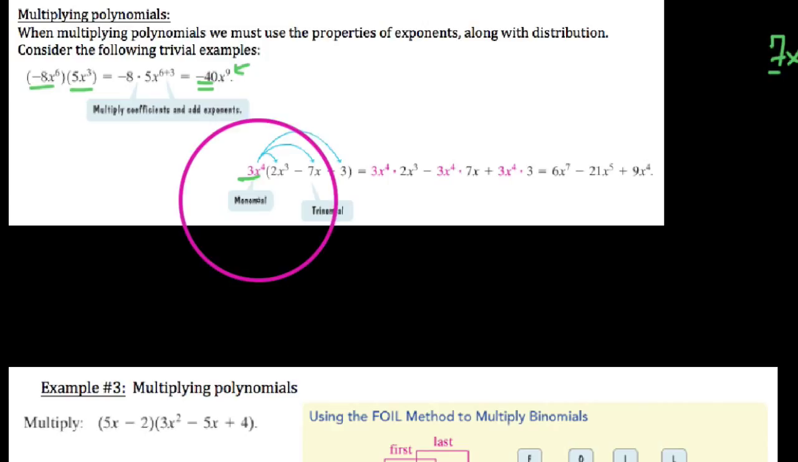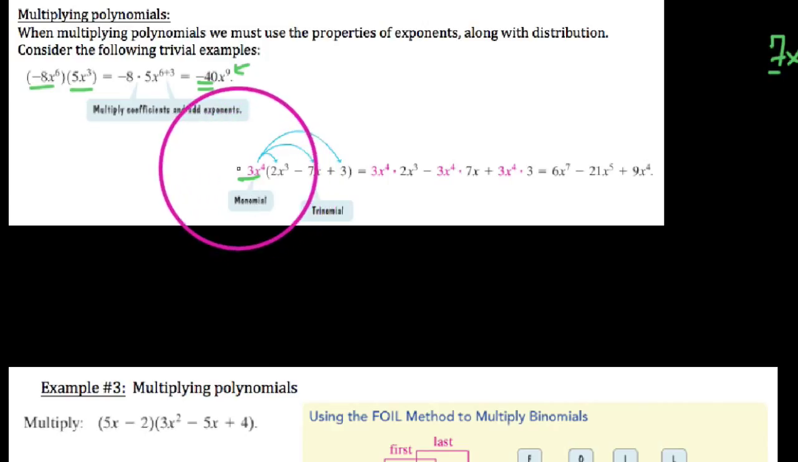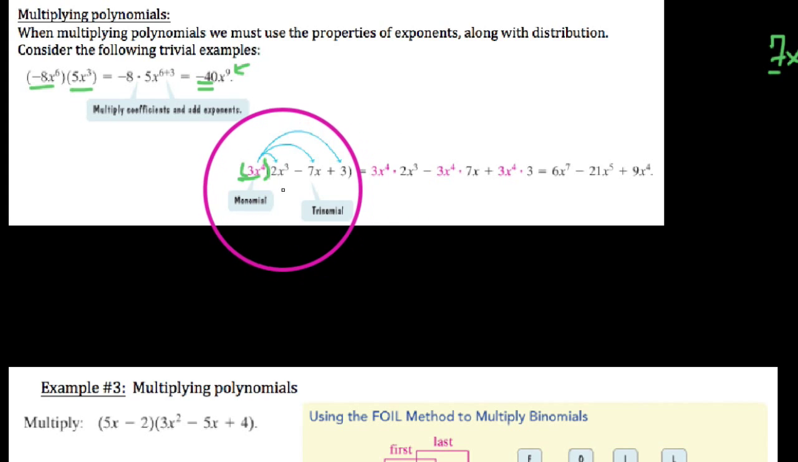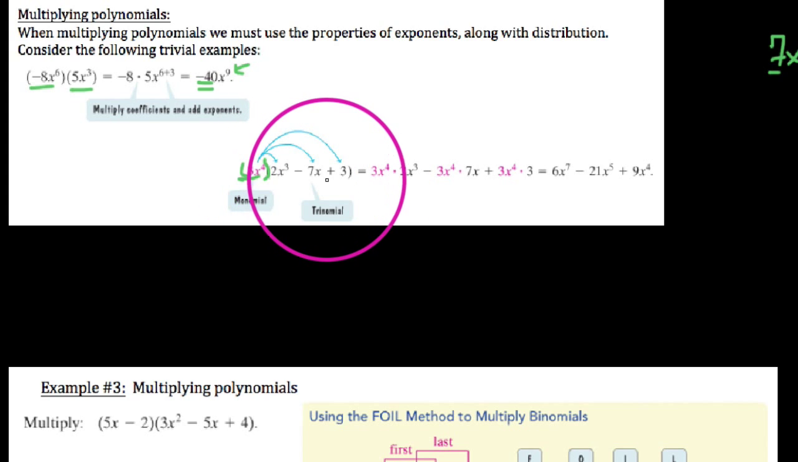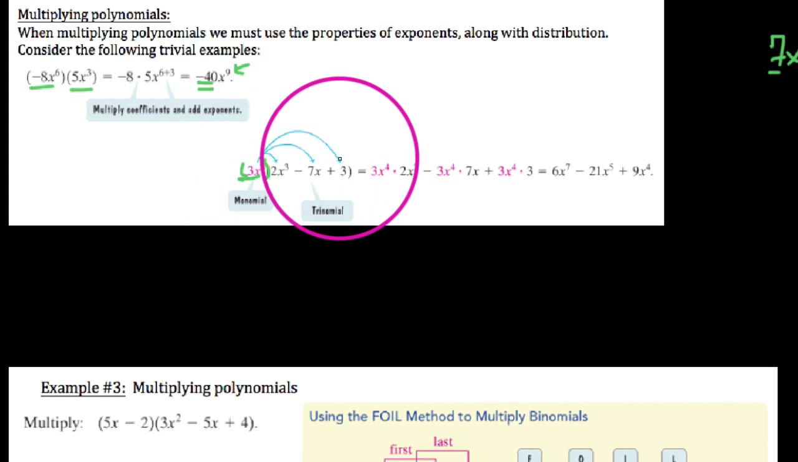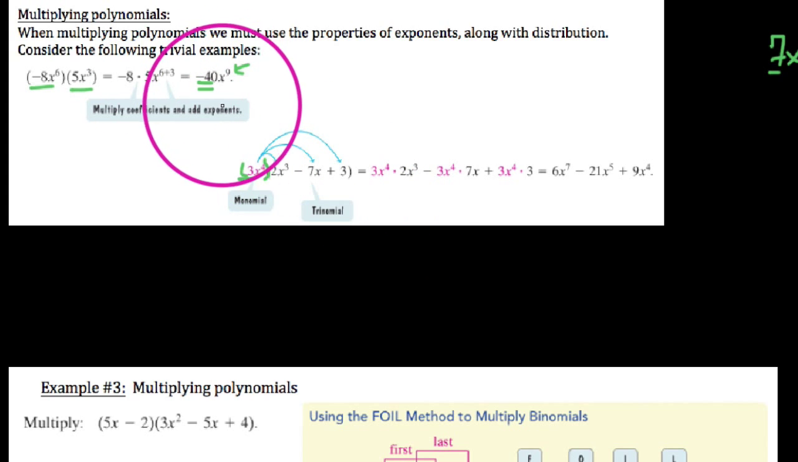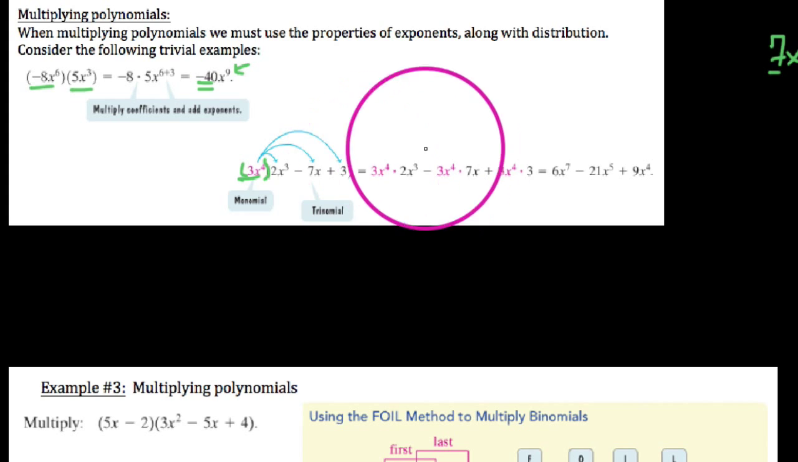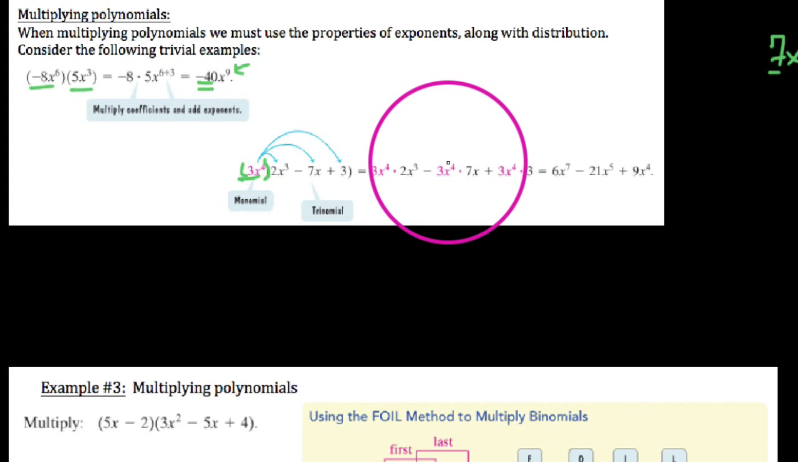Likewise, down here, we have a monomial, 3x to the fourth. We could put that in parentheses, actually, if we want to. 3x to the fourth times this trinomial here, where we have 2x cubed minus 7x plus 3. And you'll notice that they put these little rainbow symbols on here. We're doing the same thing we just did up here, except we're distributing it throughout the entire quantity. And we must do that with everything that is listed in here.